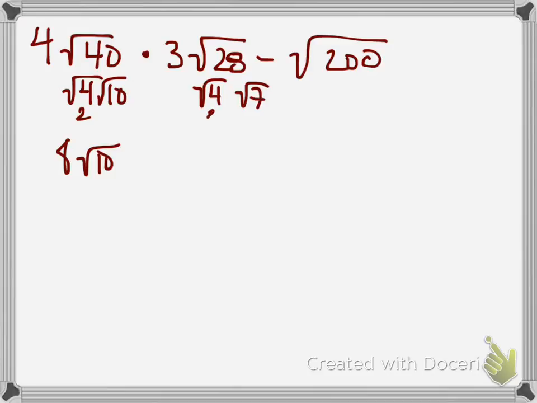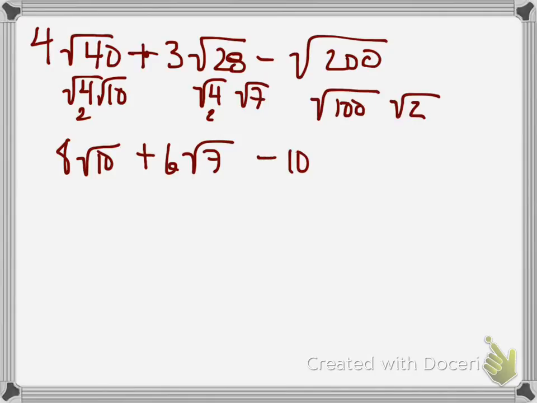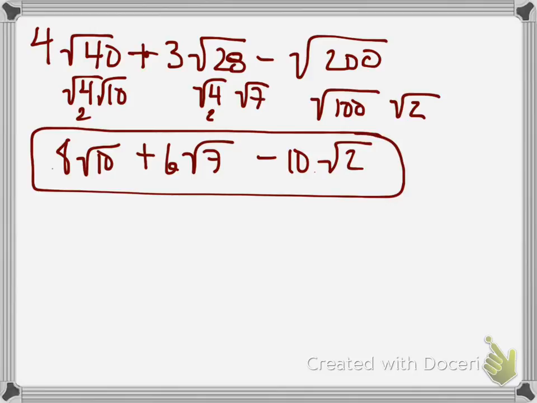Why do I feel like I need to change that? Hold up. And that would be 6 square root of 7. Okay, and 6 square root of 7, I had to kind of see it play out. Because the square root of 4 is 2, 2 times 3 is 6, and leave the 7. 200 is 100 times 2, the square root of 100 is 10, so I get 10 square root of 2.